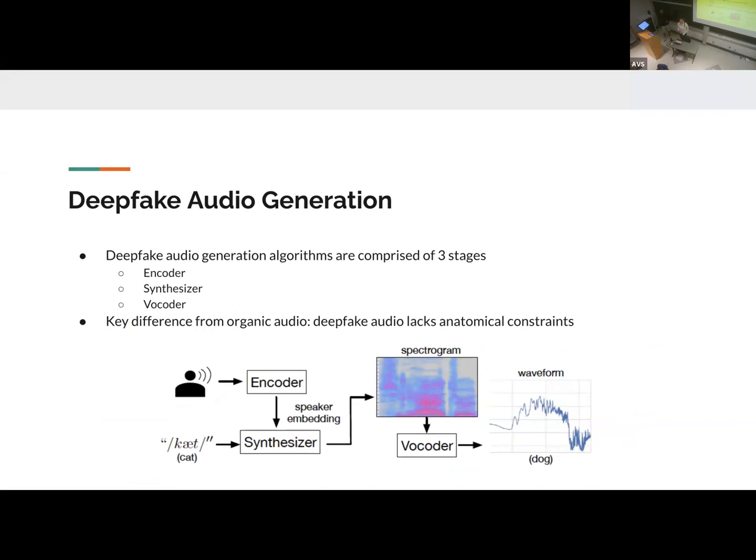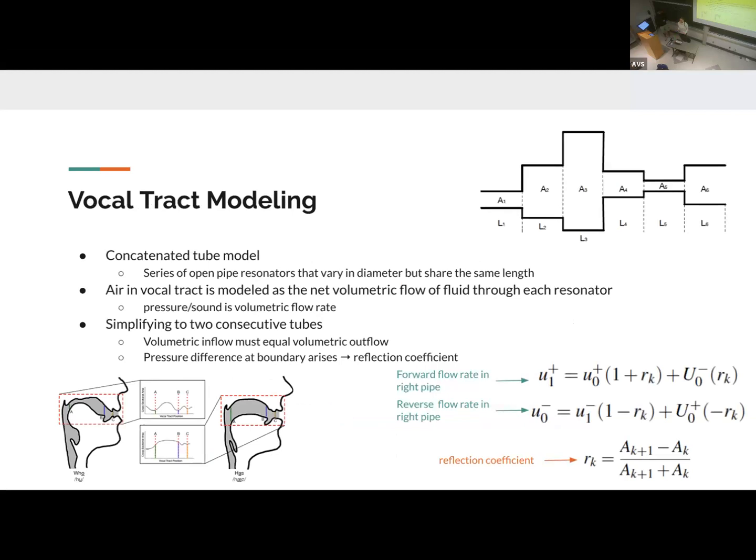But a key difference that's important to note is that deepfake audio, unlike organic audio, lacks anatomical constraints. And so there's a high probability of producing results with unnatural vocal tract diameters that aren't a biologically appropriate representation of speech. And finally, to wrap up this background section, we'll touch on how the paper performed vocal tract modeling.